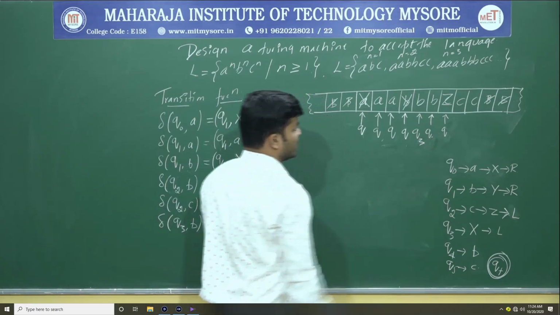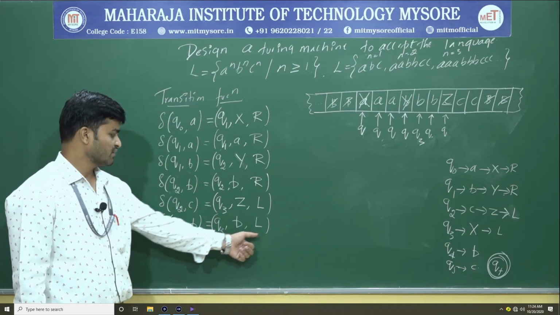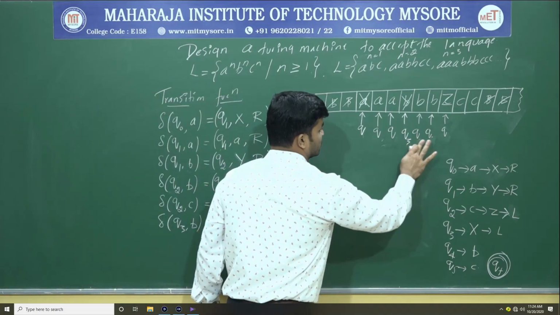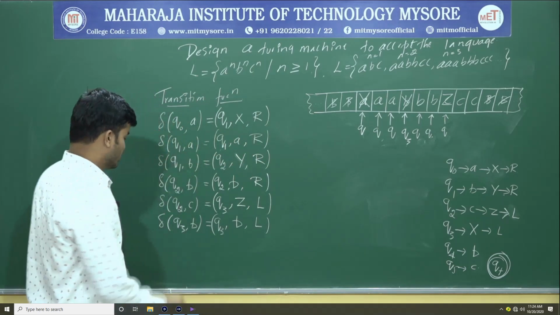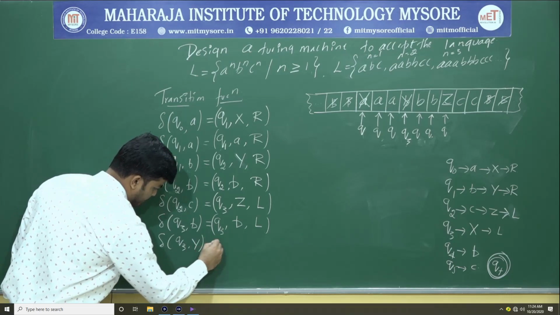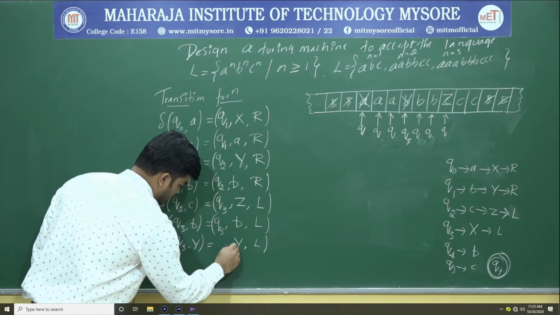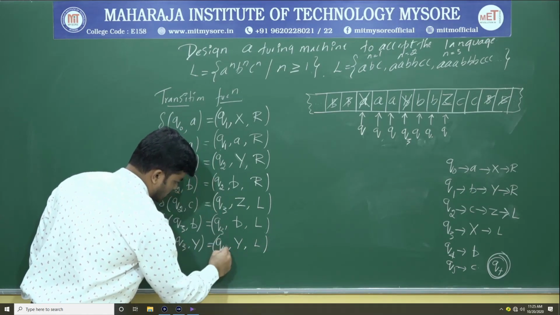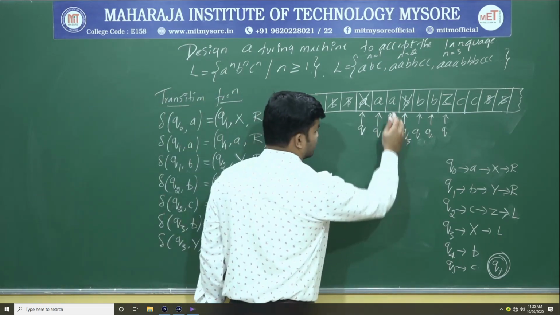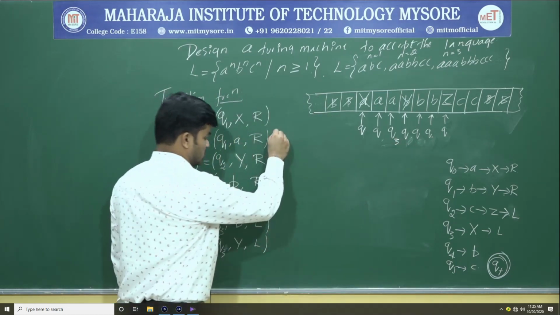Okay. So now delta of Q3 comma B. So Q3 comma B is already written. It will maintain B as it is and it will move at left hand side with same state what? Q3. So Q3 upon Y, so I have to write delta of Q3 comma Y. So it will maintain that Y as it is and it will move at left hand side, okay, with same state what? Q3.